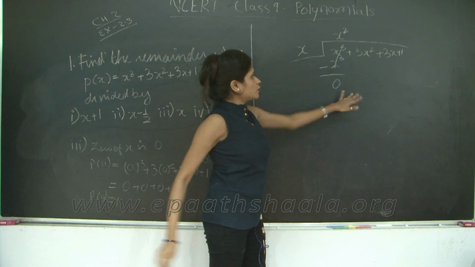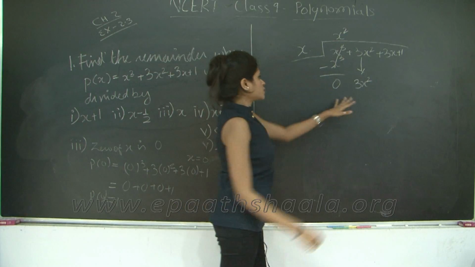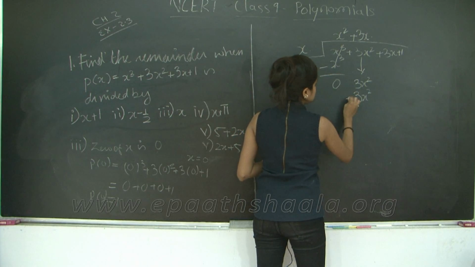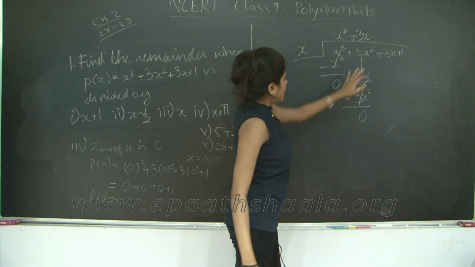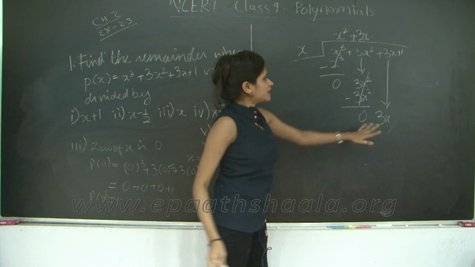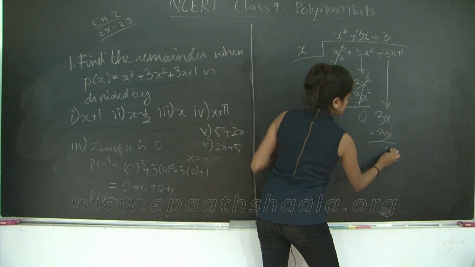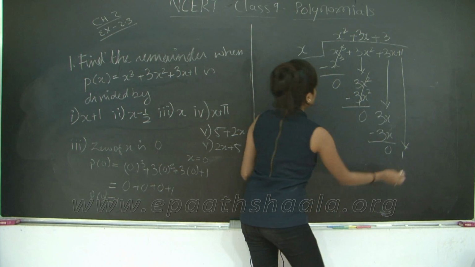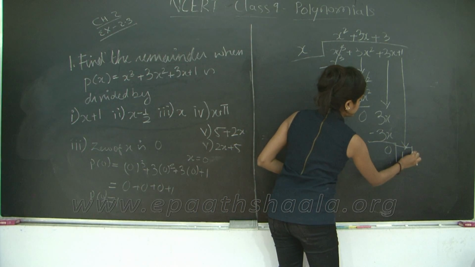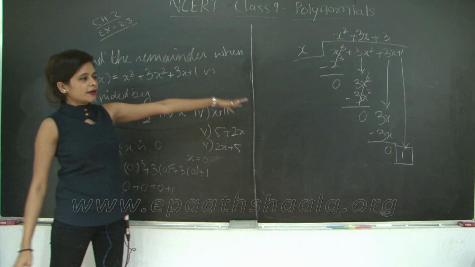0. I am going to get down the second term, 3x square. x into what is going to give me 3x square plus 3x, right? I will get this down first. x into what is going to give me 3x? x into 3. I will get down my last term, which is 1. x into what is going to give me 1? Nothing. So my remainder is 1. Let's compare. Yes, we have the remainder as 1 using the remainder theorem and the long division method.